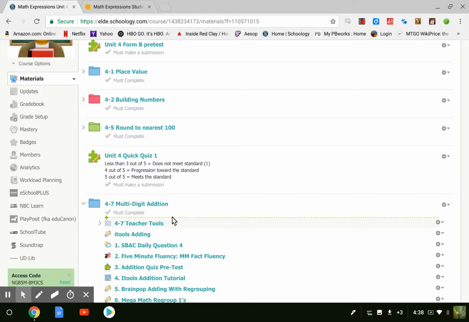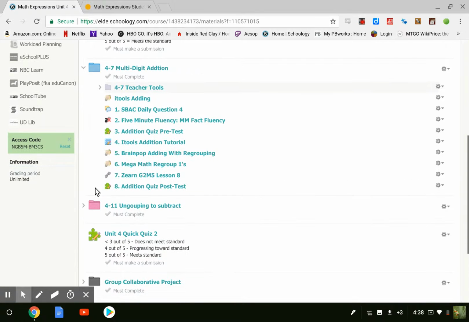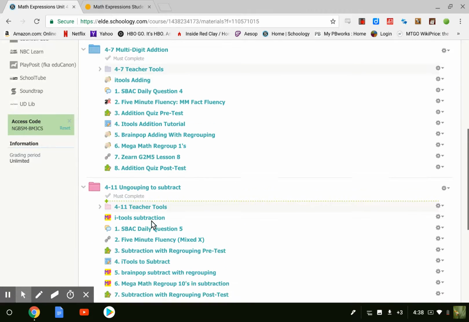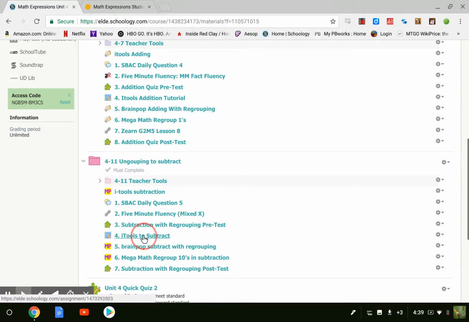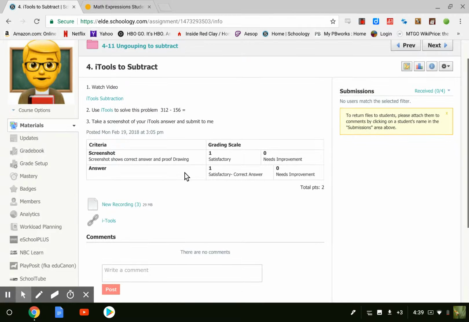4-7. I have iTools again. I have, let's see here, 5-minute fluency. Look at all this here. Here I have an iTools to subtract. This is their individual assessment. They have to take a screenshot of their iTools. They basically have to solve this problem, take a screenshot, submit it, and then I have a rubric that I can grade stuff through.